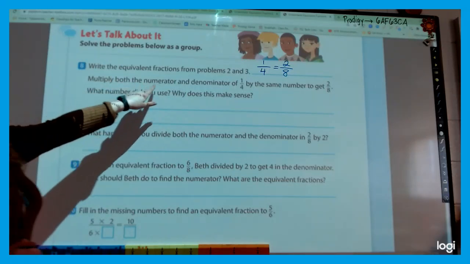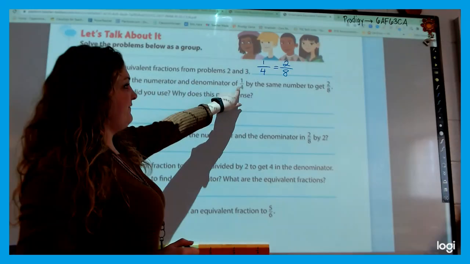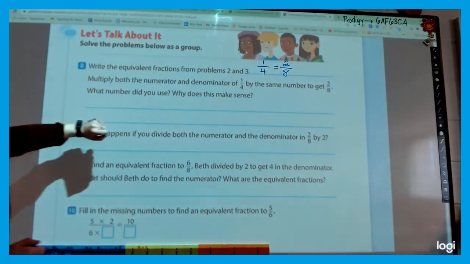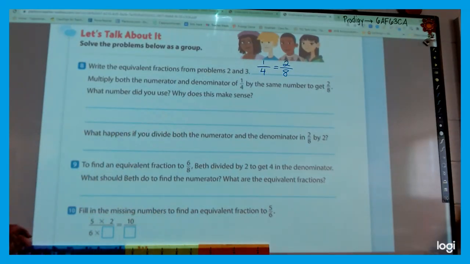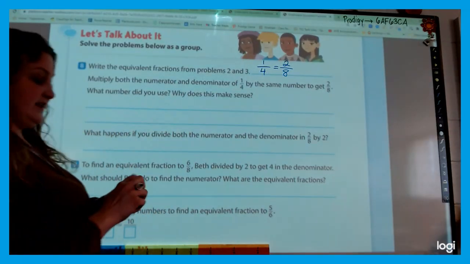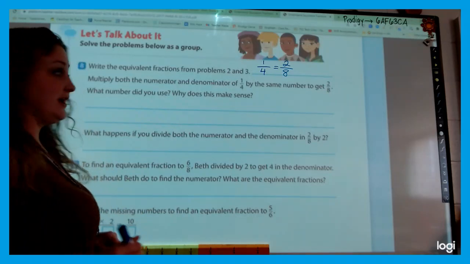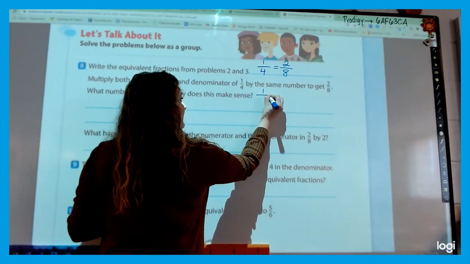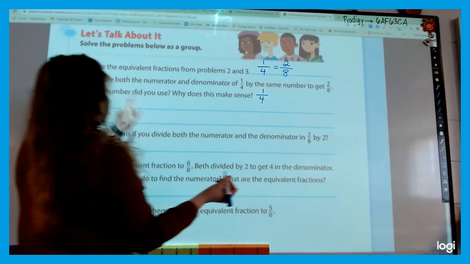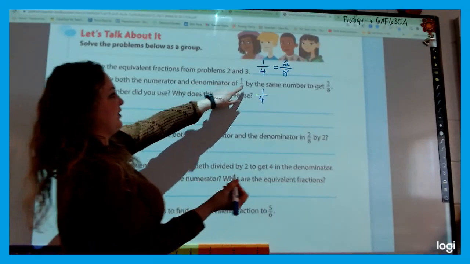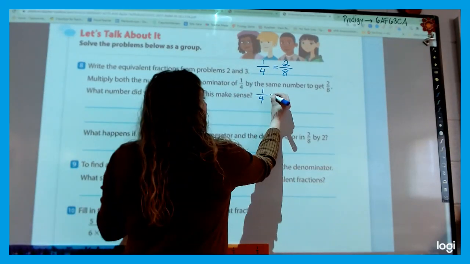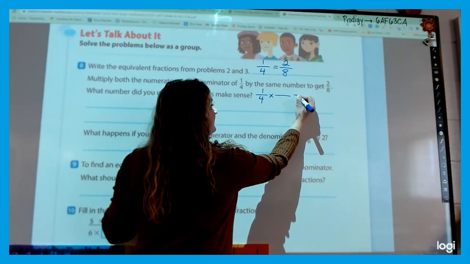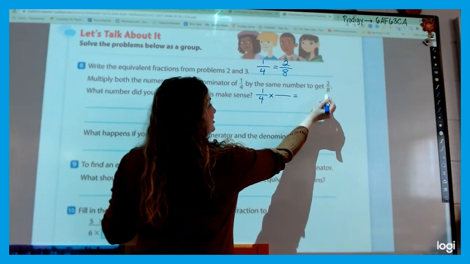Multiply both the numerator and denominator of 1/4 by the same number to get 2/8. What number did you use? Why does this make sense? All right, so this is getting back into the trick I taught you yesterday. So go ahead, make sure you're writing with me. So we're going to put 1/4 up here. They say multiply both the numerator and denominator of 1/4 by the same number. So we're going to just say times something over something. We're going to figure out what goes there to get 2/8.